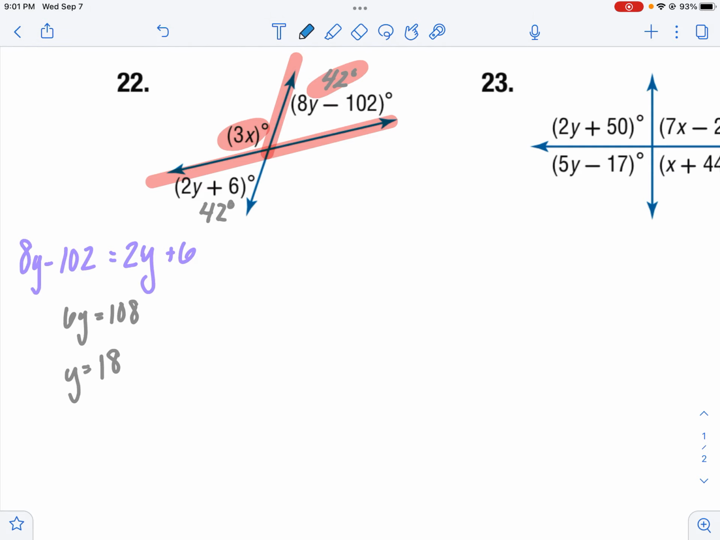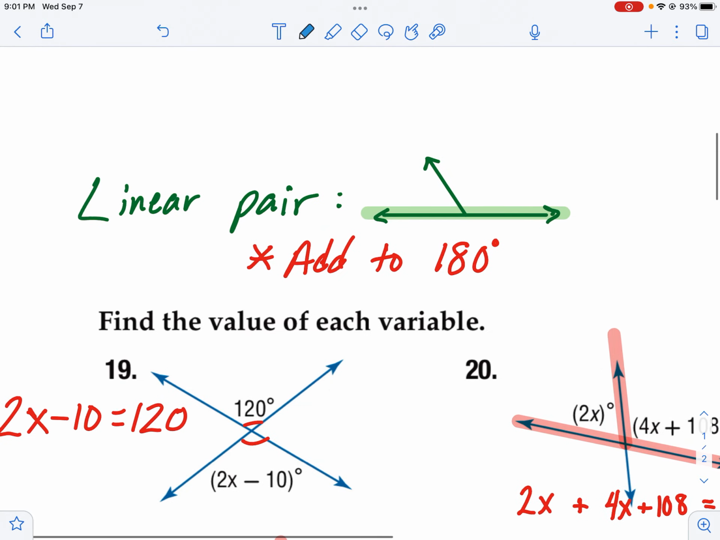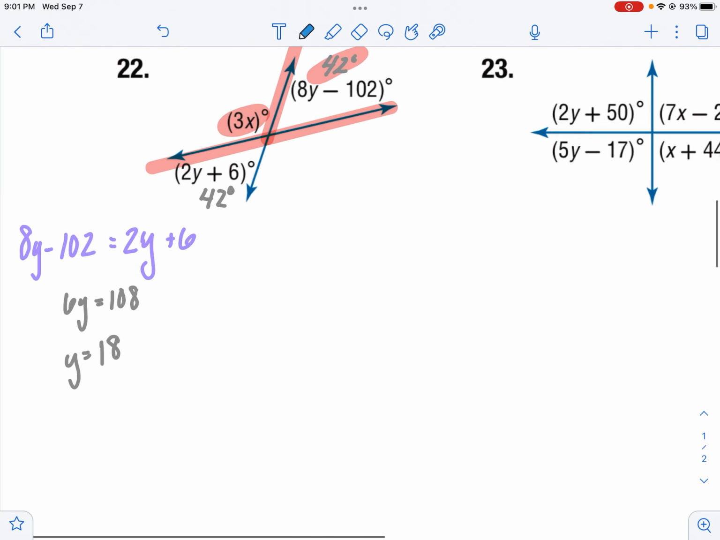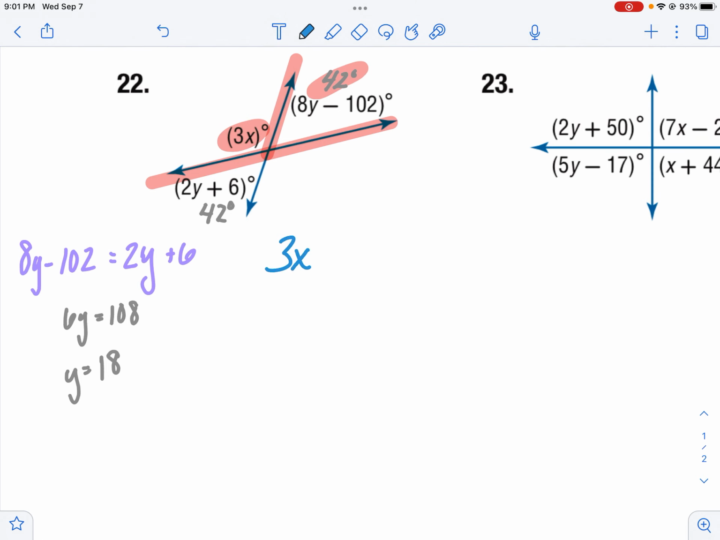Well, if that's a linear pair, let me look at my definitions. They should add to 180. So I could say 3x plus 42 equals 180. And again, let's pause the video, solve this one, unpause, check your work.